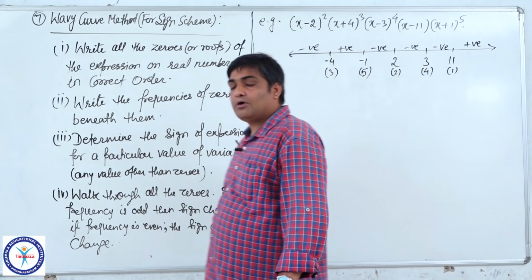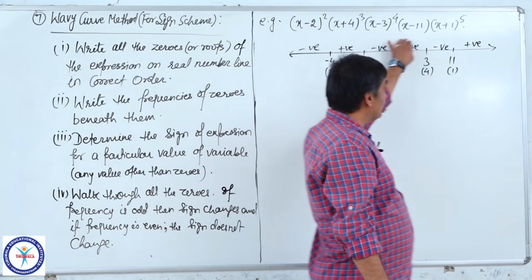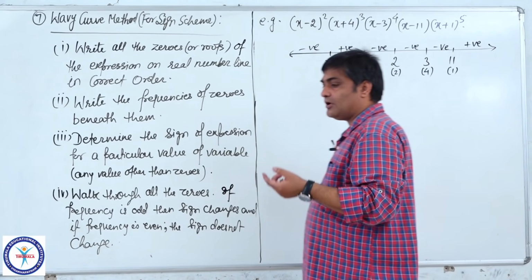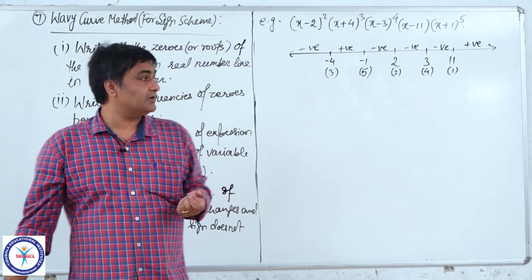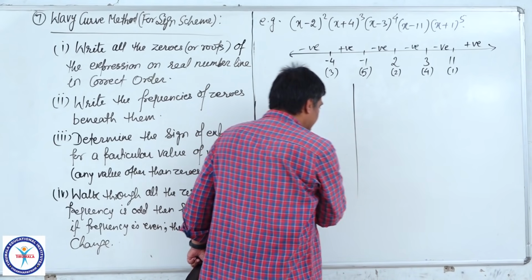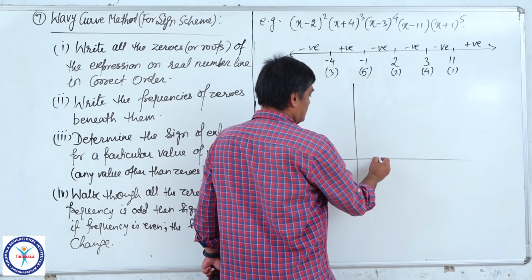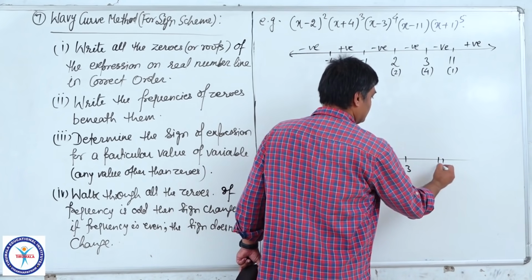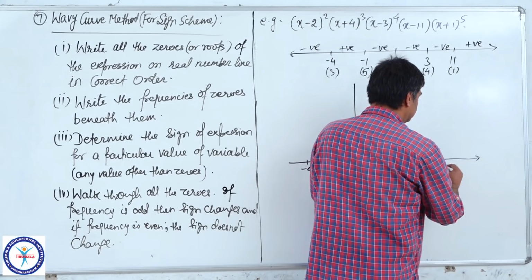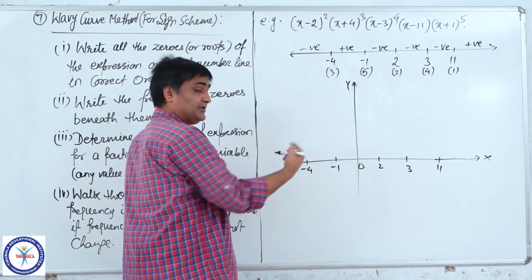So now this completes the sign scheme for this given expression. Now, why is this called the wavy curve method? See, no need to write this. -4, -1, 2, 3, 11. If we draw the graph, a rough sketch.